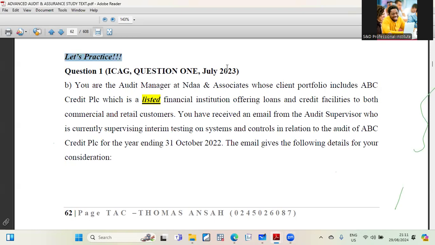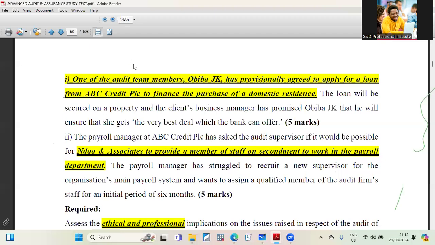let's look at this practice question, the July 2023 paper. It says that you are the audit manager of Nda and Associates, whose client portfolio includes ABC Credit PLC, which is a listed company. I've underlined "listed company": a listed financial institution offering loans. So the word listed is very important. It offers loans to both commercial and retail customers. You have received an email from the audit supervisor who is currently supervising interim testing of systems and controls in relation to ABC Credit for the year ended 31st October 2022. The email gives the following consideration. One of the audit team members, Obiba JK, has provisionally agreed to apply for a loan from ABC PLC to finance the purchase of a domestic residence.